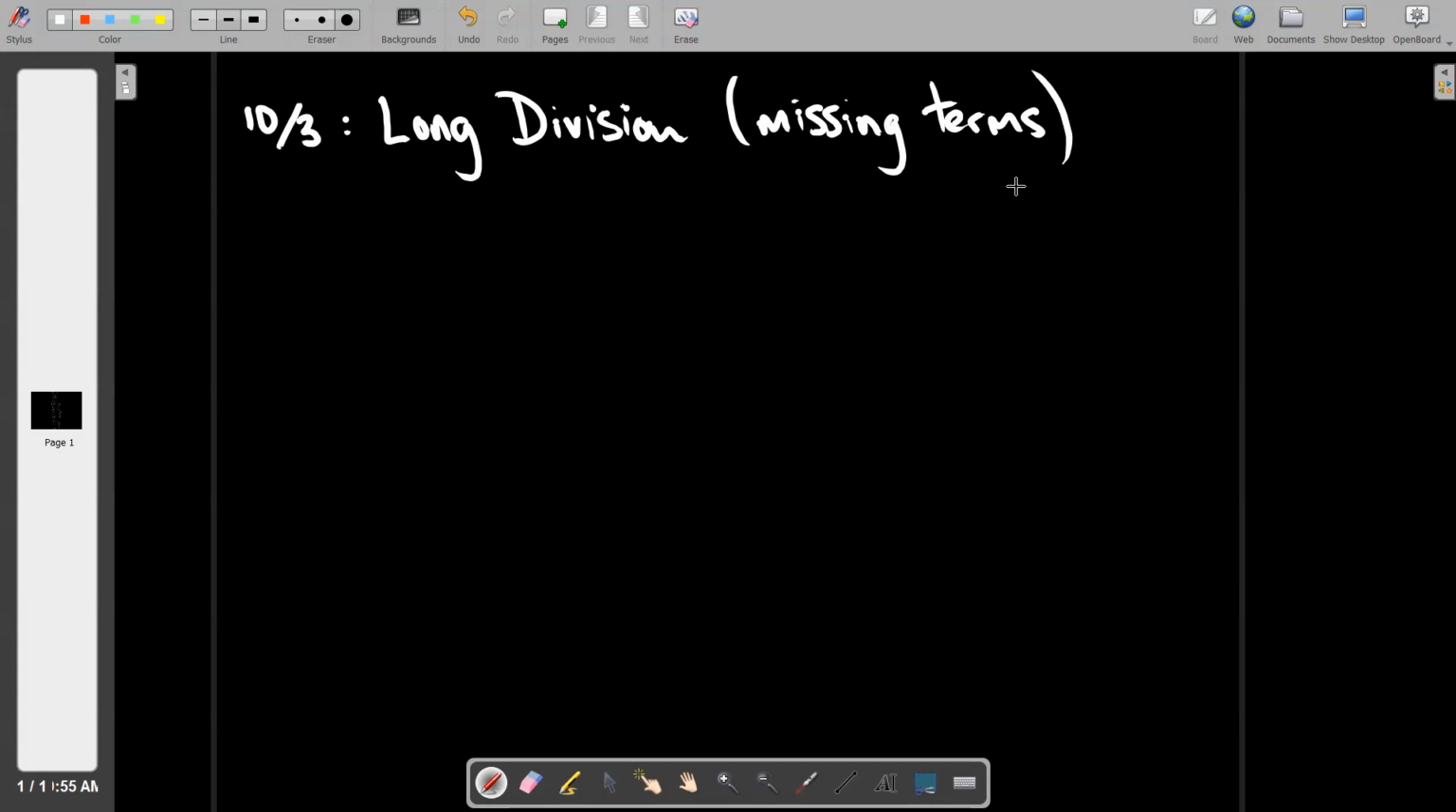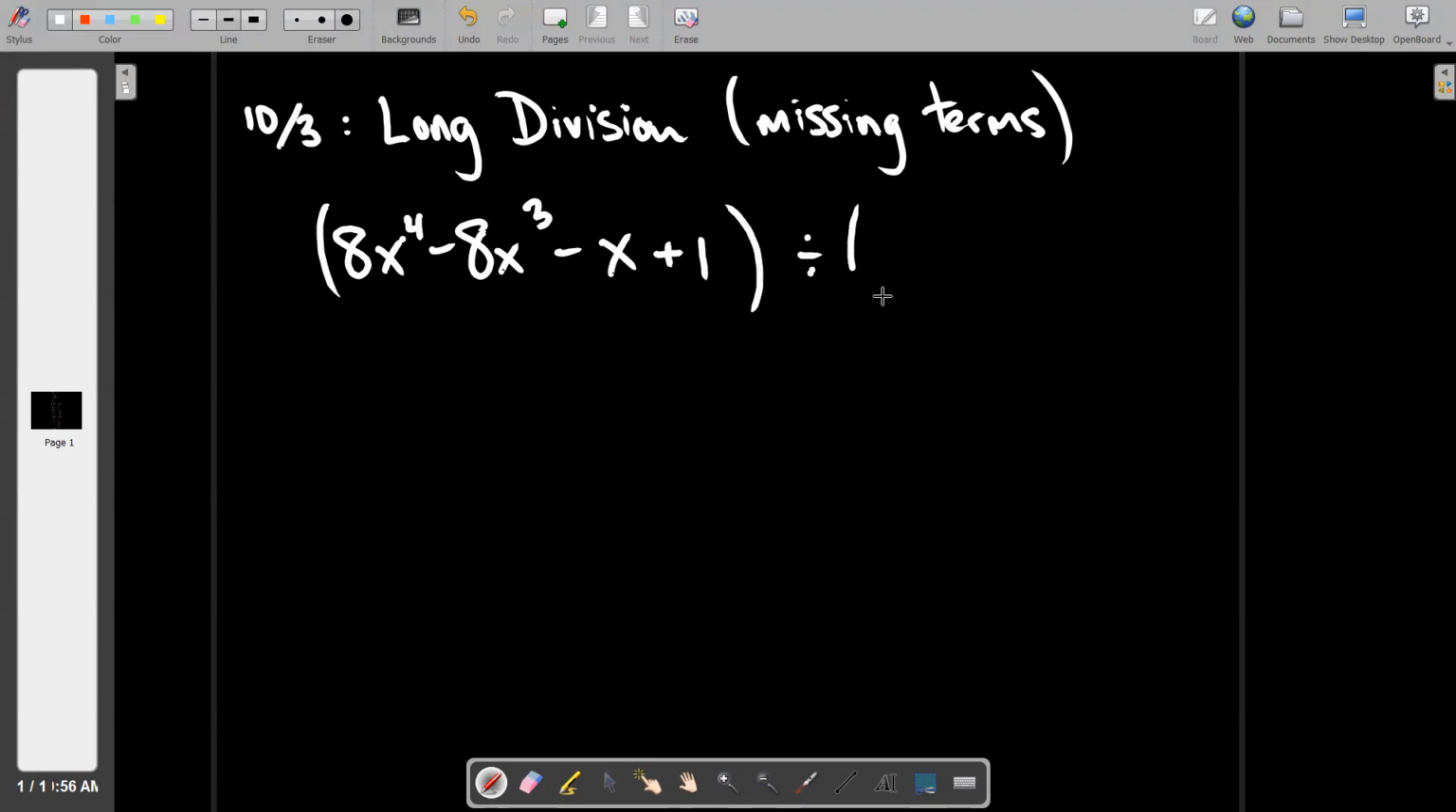So for our first math problem for our notes, we're going to take a quartic 4-term polynomial, 8x to the 4th minus 8x to the 3rd minus x plus 1. And we are going to divide it by a quadratic trinomial, 4x squared.